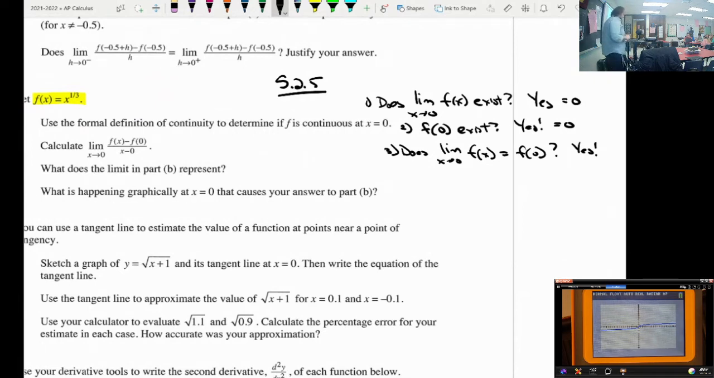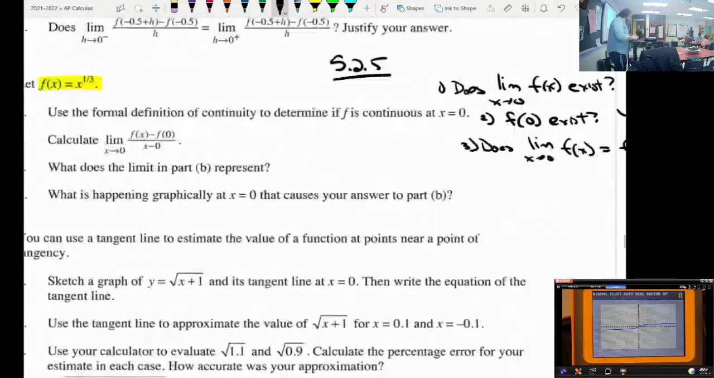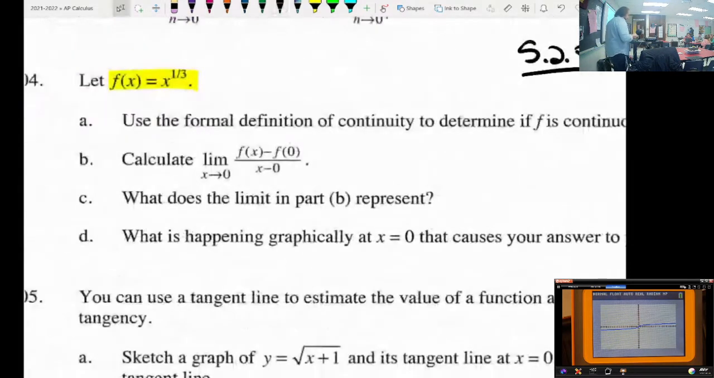That's a little bit overkill. Now, as far as this question goes, calculate the limit as x approaches 0 of f of x minus f of 0 over x minus 0. Knowing how to read this helps out quite a bit. All you're really looking for here is the derivative at 0.